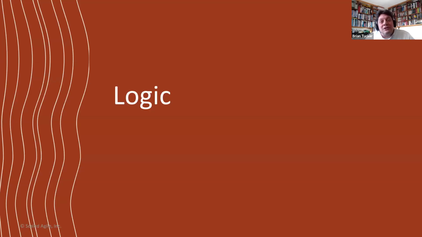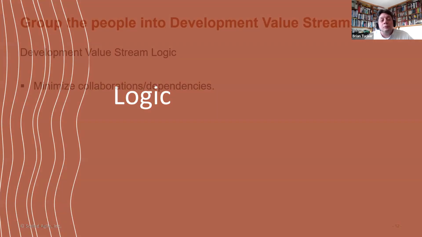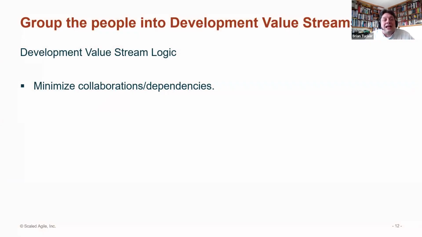Now we can look at some of the decision logic to group the people into development value streams. Simple. Not really. This is where the black magic happens. So what is the logic that's running through my head when I'm trying to form development value streams? The only official advice given is minimize collaborations and dependencies, but we can elaborate on that a little bit more.